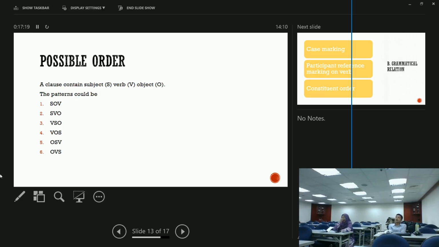So when we say phrase, clause, and sentence, those terms are different. And a clause can be subject, object, verb, or subject, verb, object, or verb, subject, object. For example, open the door. Open is a verb, and door is object. Or the door is open. Door is an object, and open is a verb. So these are the possible orders of a sentence.